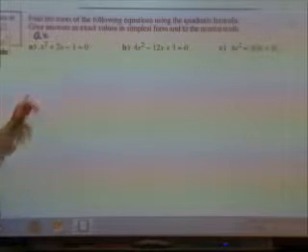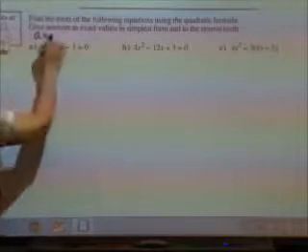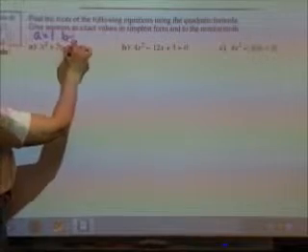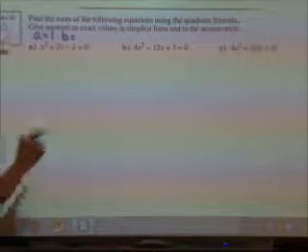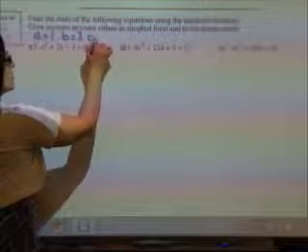So find the roots of the following equation using the quadratic formula as exact values in simplest form, which means we would simplify any radicals that we have, and to the nearest tenth. So if I look at this first one, A, what's the coefficient on x squared? 1. So A would be equal to 1. B would be equal to, and C would be equal to.